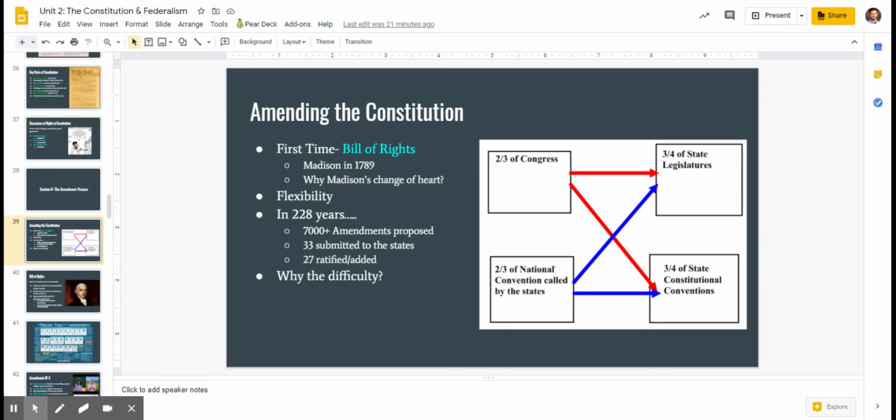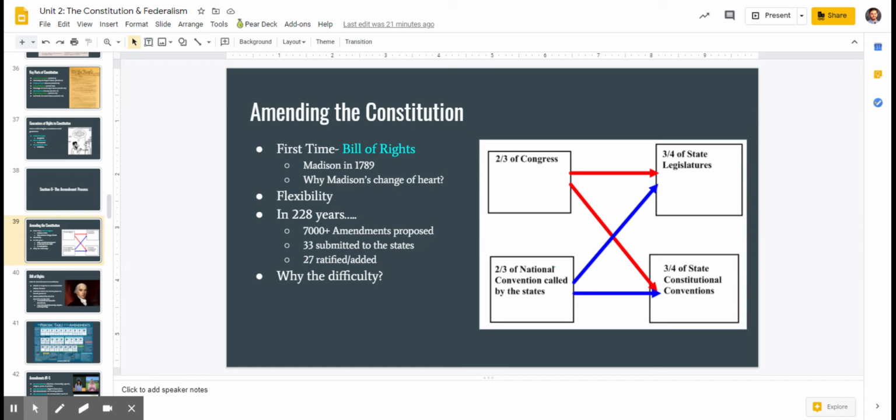So in 228 years, actually 229 now, we only have 27 total amendments that have been passed and ratified and added to the Constitution. And 2 of those have been canceled out. All right. The 18th and 21st Amendment cancel each other out, the prohibition of alcohol. So really 25 amendments. And again, those first 10 were passed almost immediately following the ratification of the Constitution. So really only 15 major changes since the early years of the Constitution.